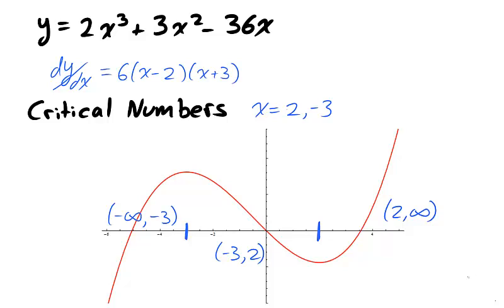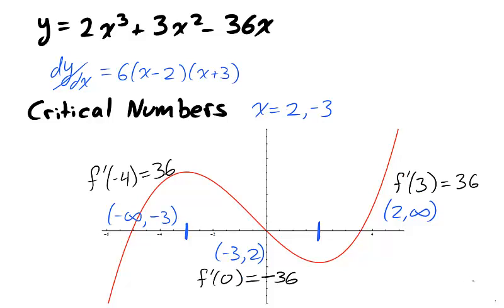We divide the real line into three intervals, negative infinity to negative 3, negative 3 to 2, and 2 to infinity. On each interval, the derivative is either always positive or always negative. Using test points, we find that the intervals negative infinity to negative 3 and 2 to infinity are increasing, while the interval negative 3 to 2 is decreasing. Notice that the graph supports the calculations and the theory.